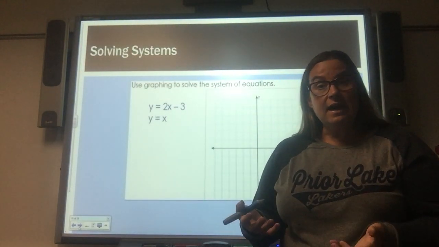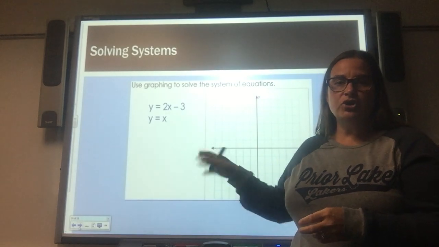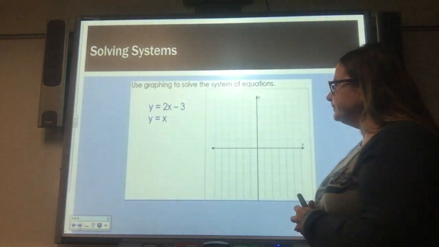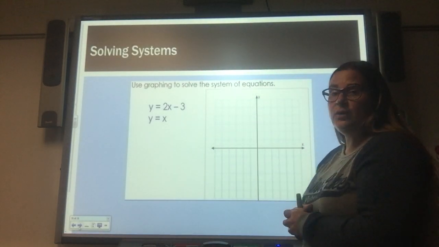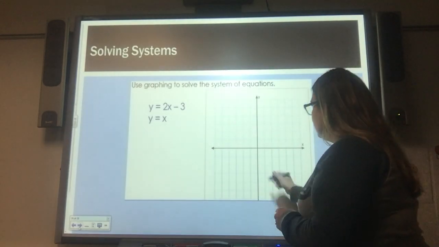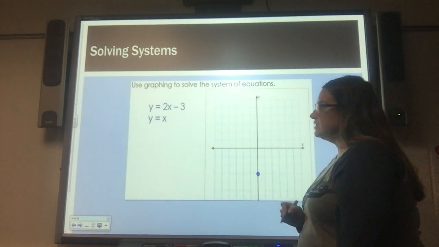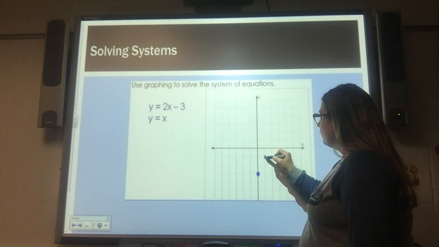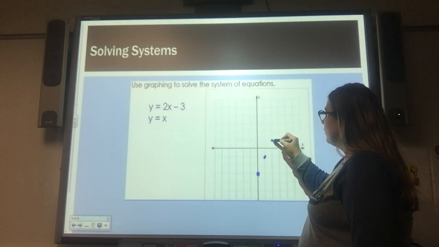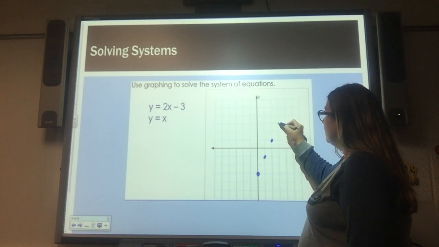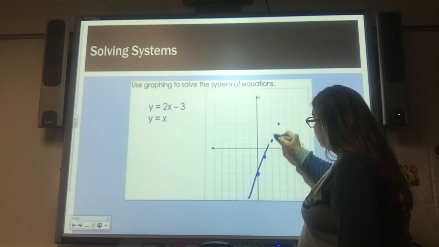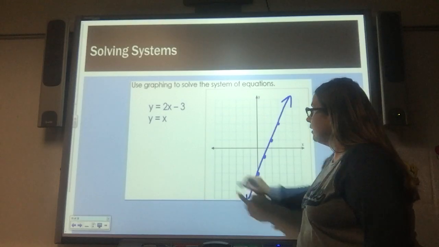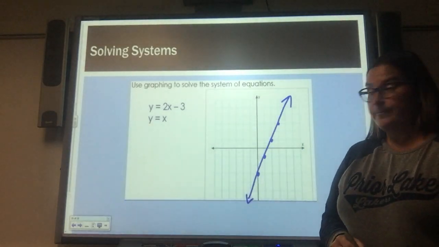To give you an idea of a way to solve, though, we are going to show you graphing just so you have that idea. So I'm going to graph the first line, y equals 2x minus 3. I start at my y-intercept, which is negative 3. My slope is 2, so I'm going to rise 2, run 1. Rise 2, run 1. Rise 2, run 1. And I just graphed my line, y equals 2x minus 3.